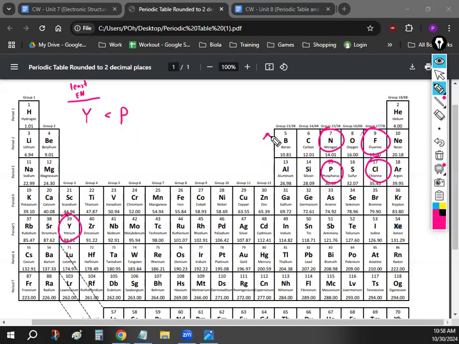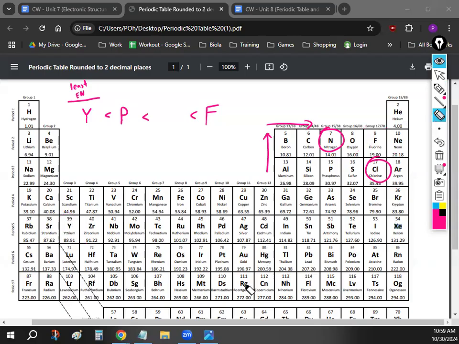So again, remember the pattern. These are the ones where it gets a little bit trickier because they're kind of grouped up together. All we do see, though, is that F is the most electronegative because it's on the top right, right? So pattern-wise, you can automatically assume F is going to be the most electronegative. Fun fact, F is the most electronegative element. So we just need to fill in these two. We got Y done, we got P done, and we got F done. All we have left to compare are N and Cl.